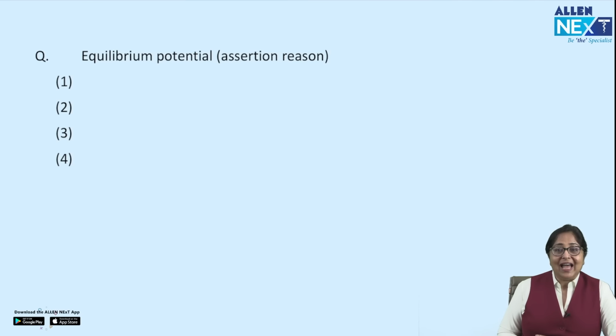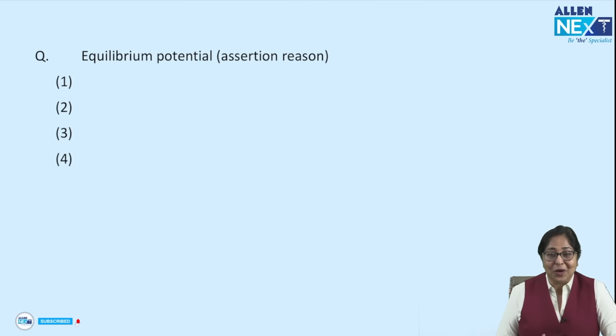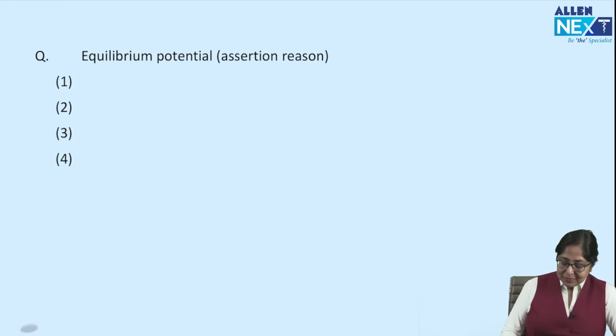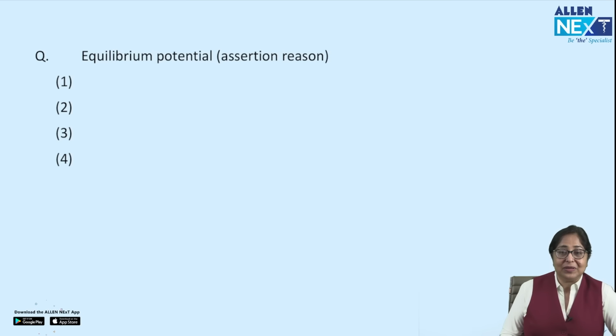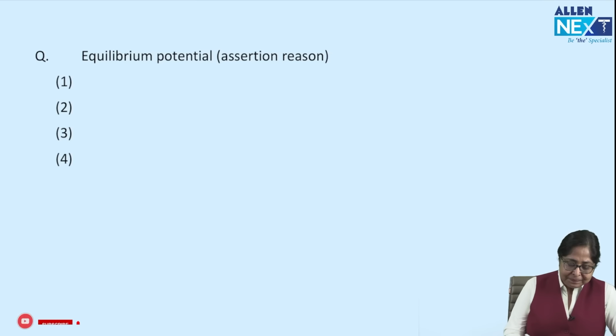Let's have a look at another question. This was on equilibrium potential. Unfortunately, I do not have the options. I just know that there was an assertion reasoning question on equilibrium potential. So the key points about equilibrium potential: it is calculated by the Nernst equation.